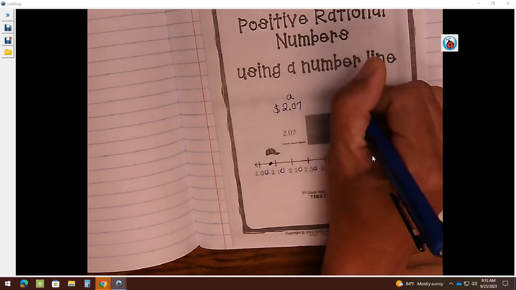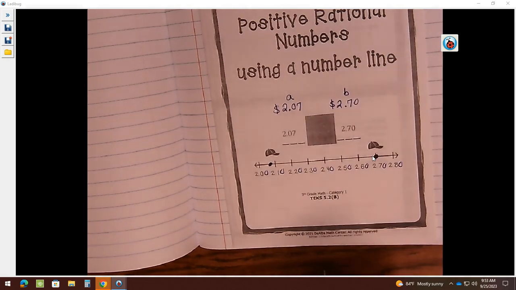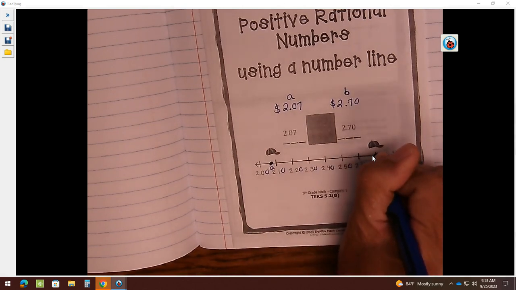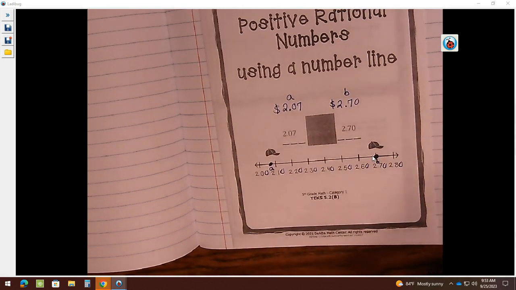We're going to call this guy point A. And we're going to call this guy point B. So this guy would be point A. And this one will be point B. So I just called it a letter. Okay?